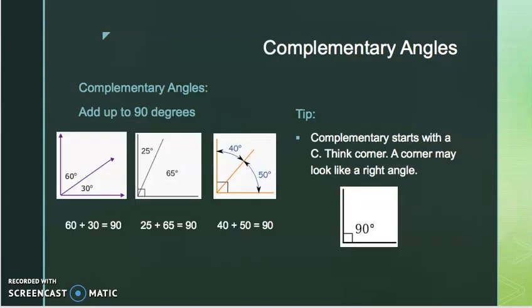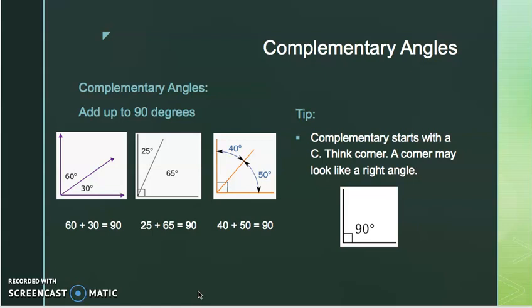Complementary angles, just as a review, add up to 90 degrees. And it's very easy to get complementary and supplementary mixed up. So here's a helpful tip. Complementary starts with a C. So think of the word corner. That starts with a C. A corner might look like a right angle, which is 90 degrees. So complementary angles, 90 degrees, corner. Hopefully that can help you out.